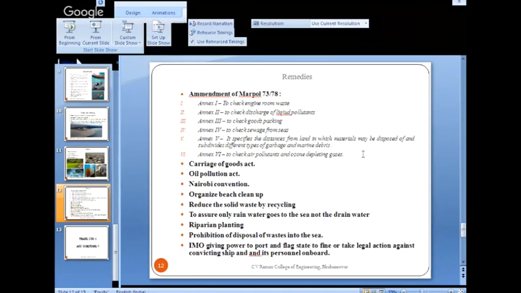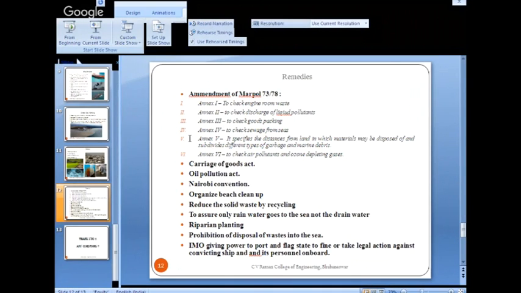Now, going into that. Annexure 1 is to check the engine room waste, like if there is any leakage or spillage of oil in the oil tankers and all, so they have to check it. And annexure 2 is discharge of all these liquid pollutants, like other liquid waste which is coming out from the ships and all. Now to check the good packing, if you are carrying any radioactive substance and all, the packaging must be very good. It must not emit any type of radiations and all. Annexure 4, to check the sewage from seas. As we have already discussed, the passenger liners used to put the sewage into the seas, and now there is a strict law so that they cannot put all this sewage into the seas.